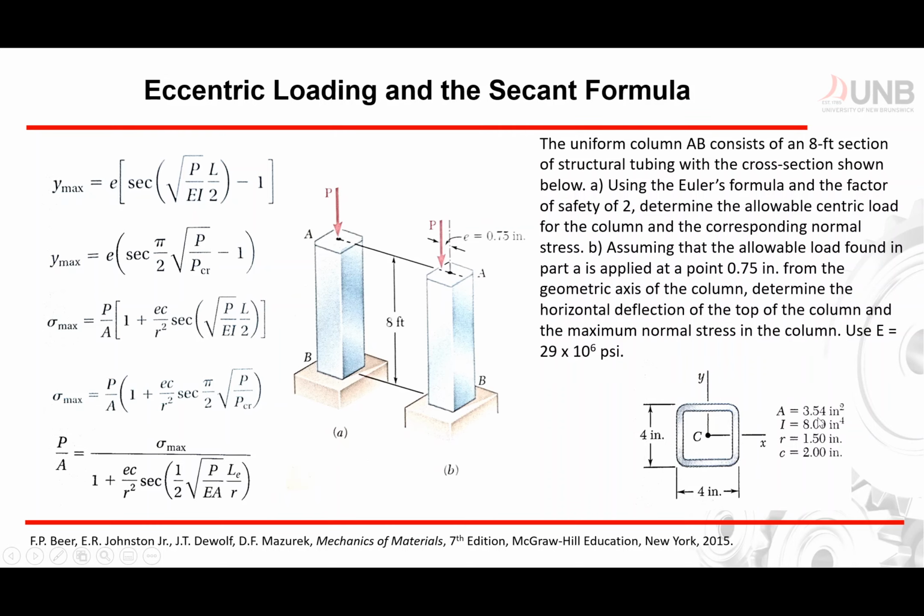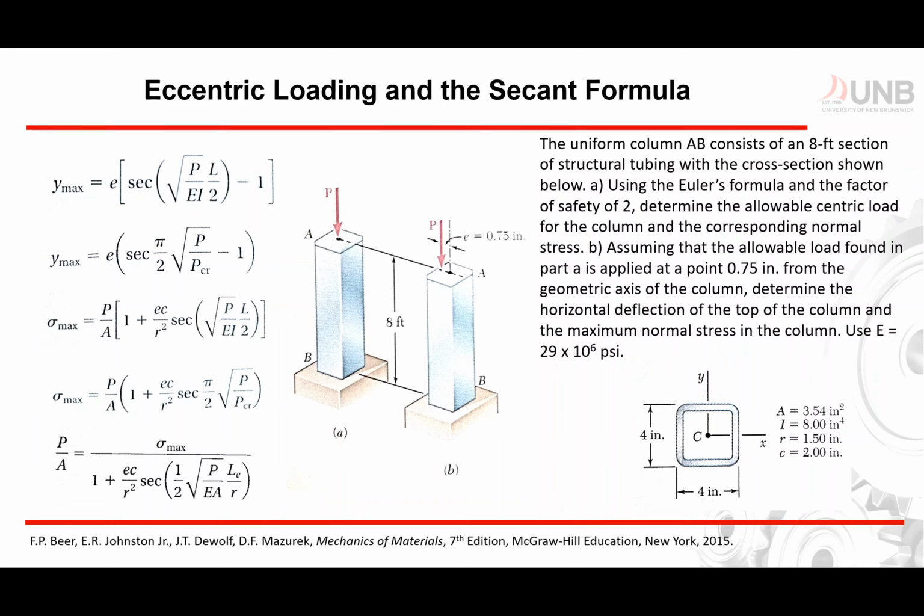So you're going to see that A is equal to this number, I, radius of gyration, C, you have these dimensions right here. So you don't have to really calculate for your area. You're given all those numbers right there. Now let's solve this problem. So first, let's analyze the column.